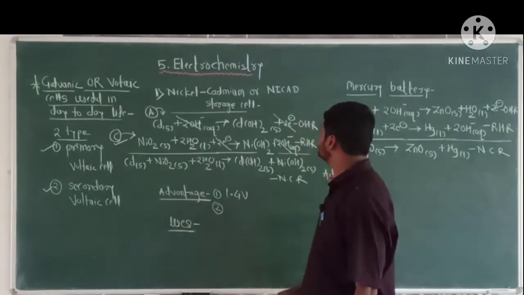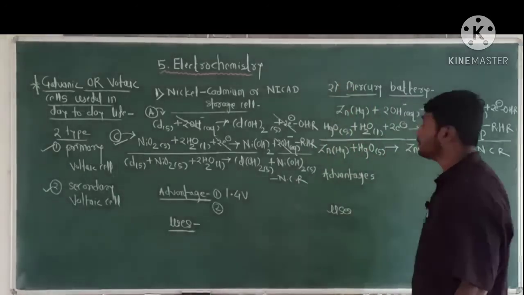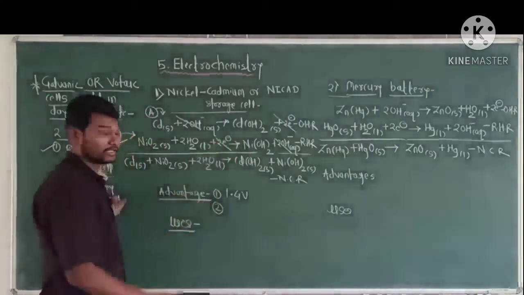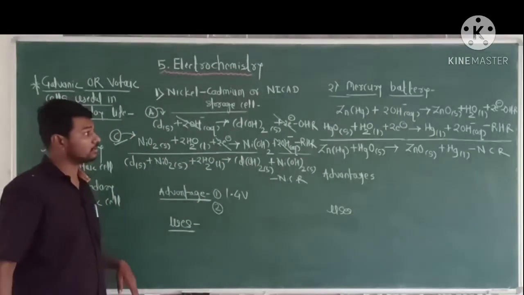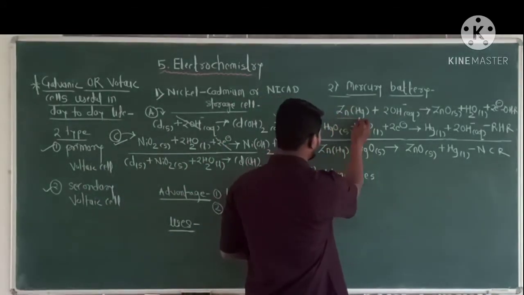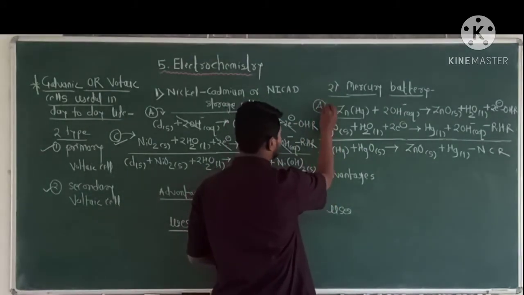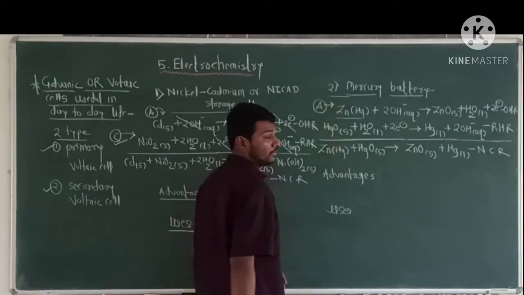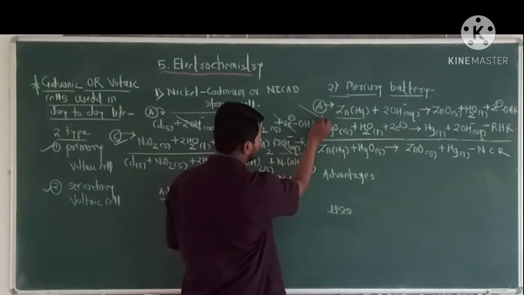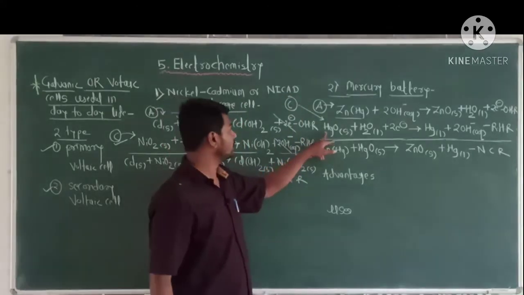Now second, the mercury battery. This is a secondary voltaic cell. The mercury battery is a secondary voltaic cell. In this cell the zinc amalgam acts as an anode, while paste of mercury acts as a cathode. Paste of mercury acts as a cathode.